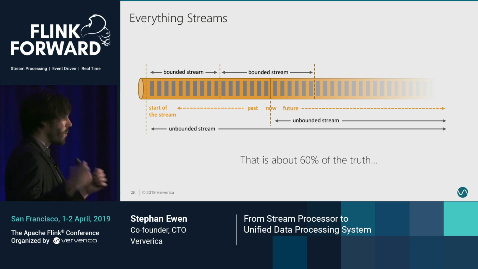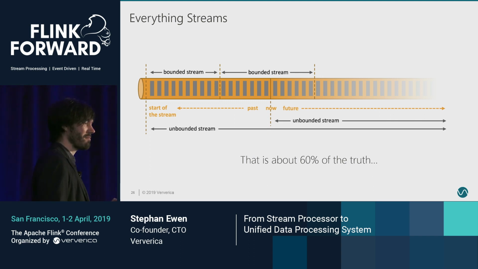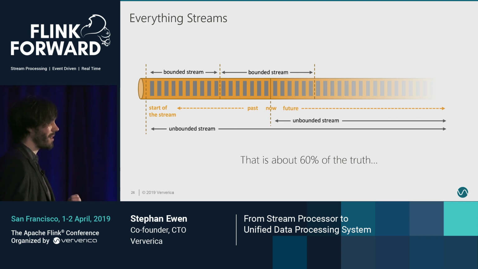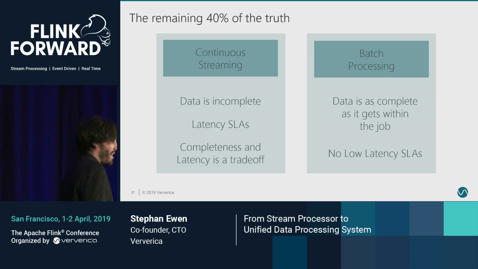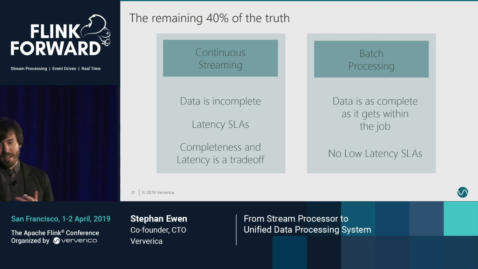And why is that actually the case? If batch processing is just a bounded stream, then why is DataStream on a bounded stream slower than DataSet? And why is not every stream processor just killing all the batch processors out there? So the remaining 40% of the truth is actually, I think, in these aspects.